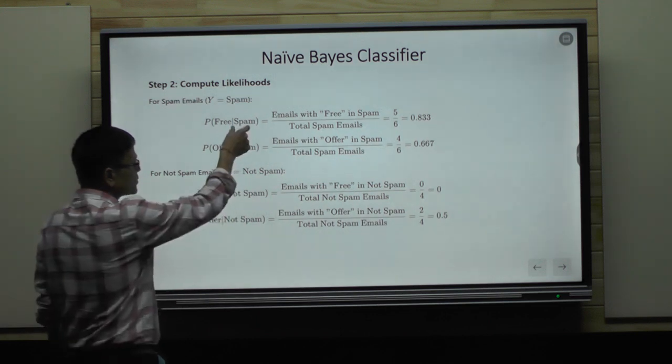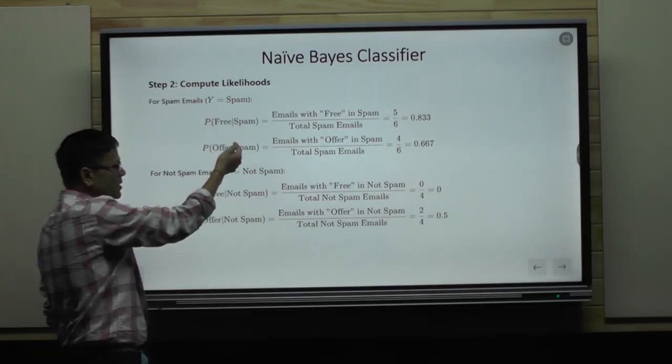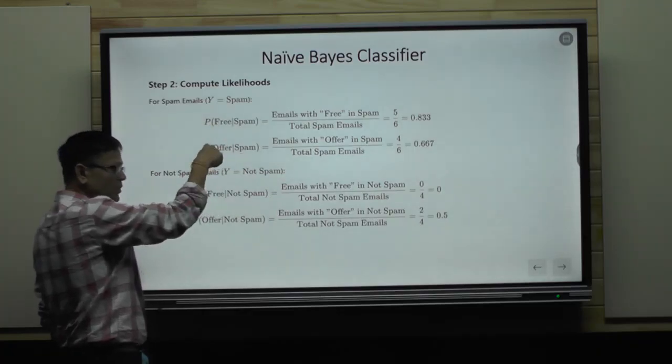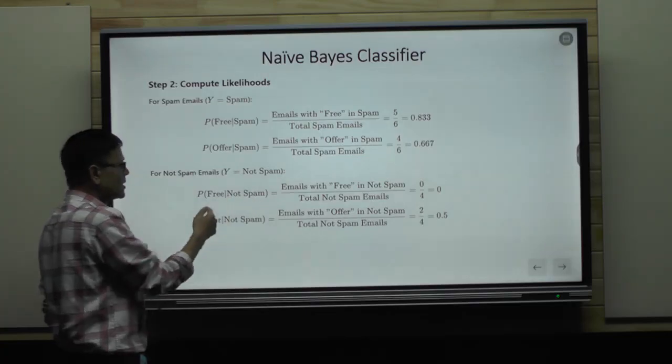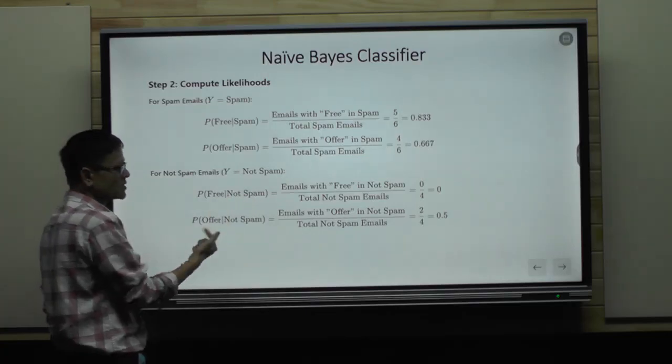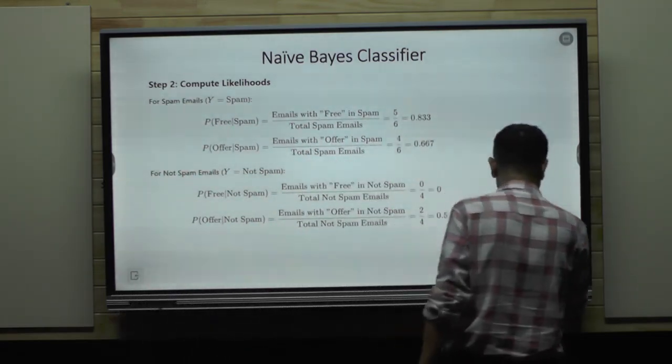So these are the emails that were classified as spam which had the word free. Spam was classified with the word offer. Free was present but they were not spam. Offer was present but they were not spam. So this is the statistics you get from the data set.